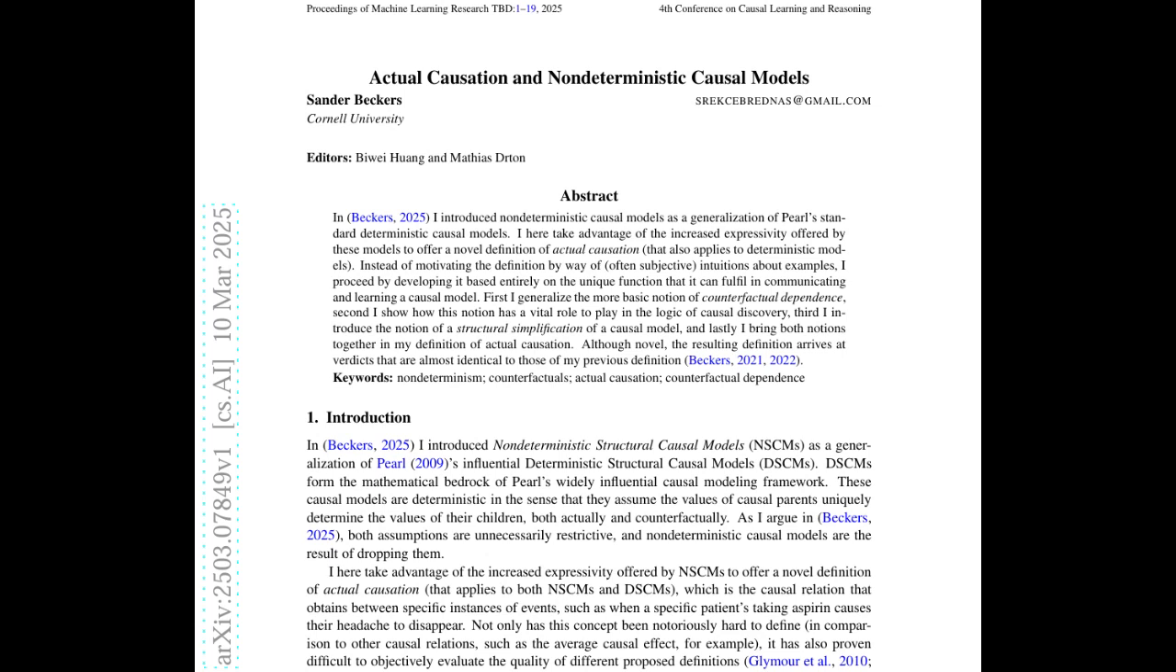Deterministic models are like a recipe. You put in the same ingredients every time, you get the same cake every single time. Right, predictable. But these NSCMs are more like real life. You might do the same thing every day, but some days things go differently, and that's okay, that's normal.